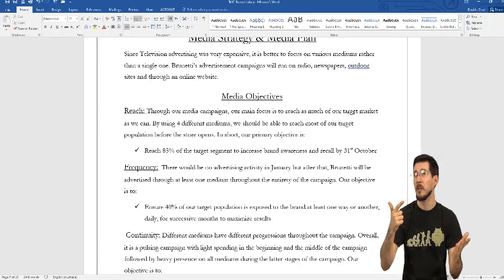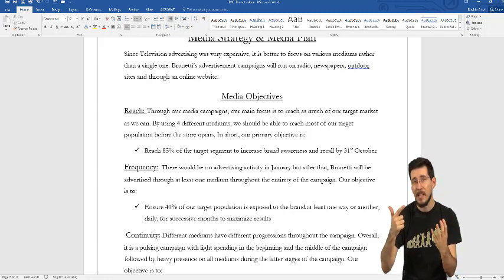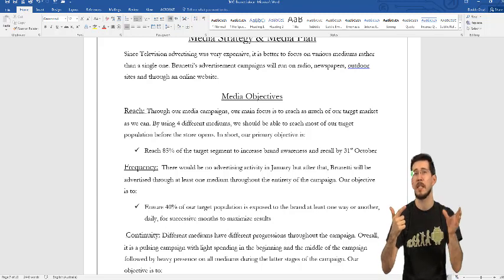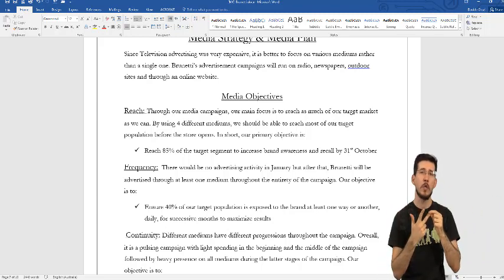Frequency is always higher than reach, right? Because it implies that we have at least reached the customer once. So it's always at least equal to 1 or superior, depending on how many times the same customer gets reached again. And third, we have continuity objectives.